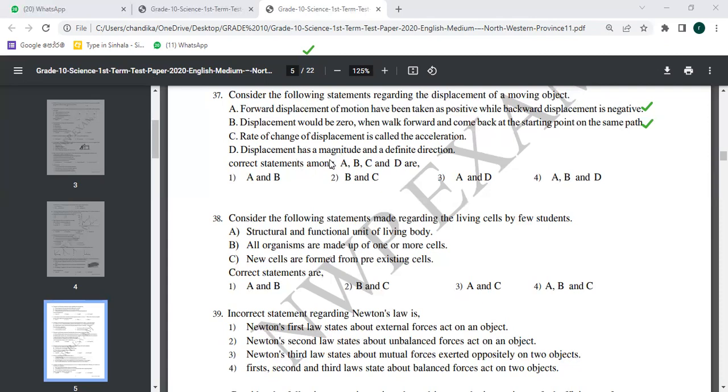C: Rate of change of displacement is called acceleration. Wrong. That's wrong. Fourth one, D: Displacement has a magnitude and a definite direction.